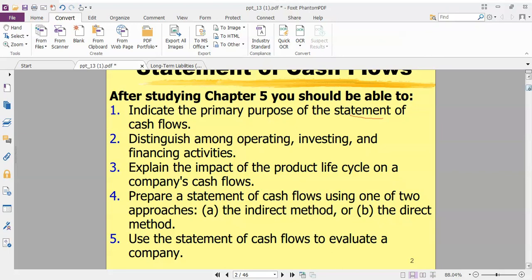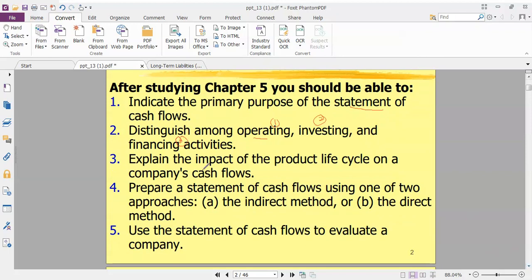Kita tengok pada chapter number 4 pula, Statement of Cash Flow. The course learning outcome is to distinguish among operating, investing and financing. Under the statement of cash flow, we have 3 types of activities. There is also a format to prepare the statement of cash flow. The third outcome is to explain the impact of the product life cycle on a company's cash flow.